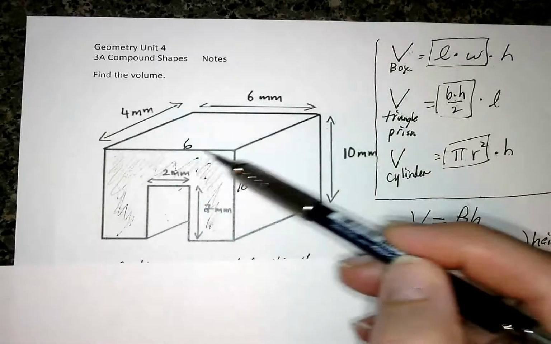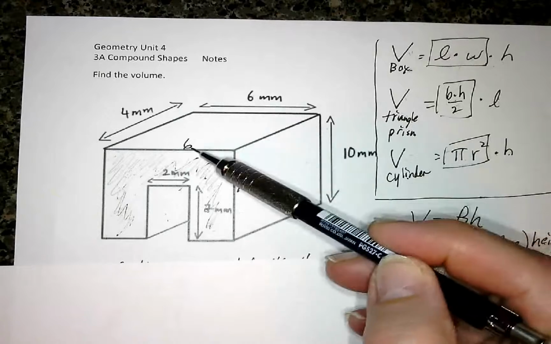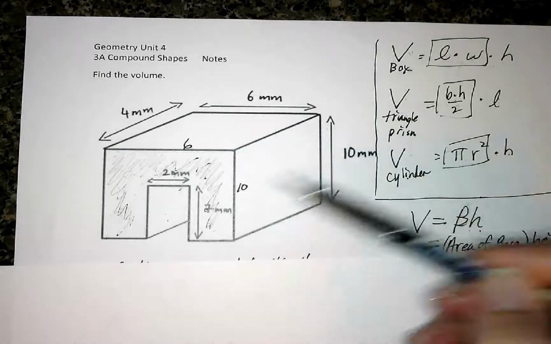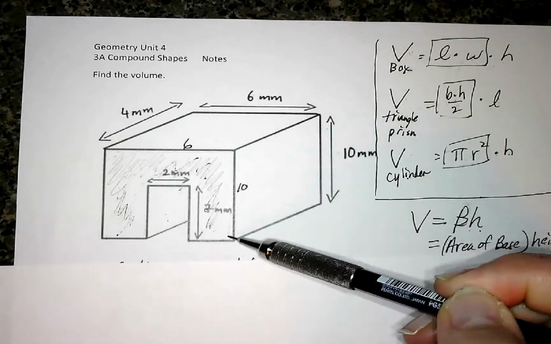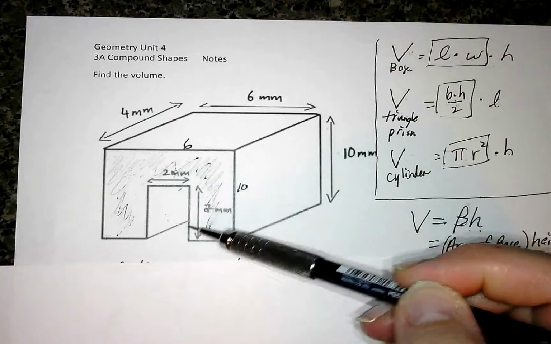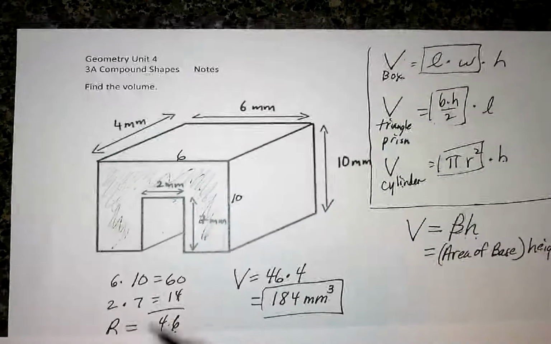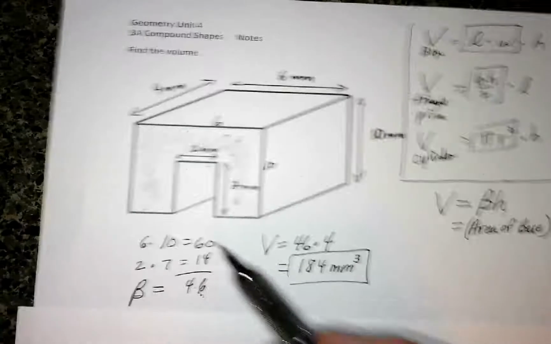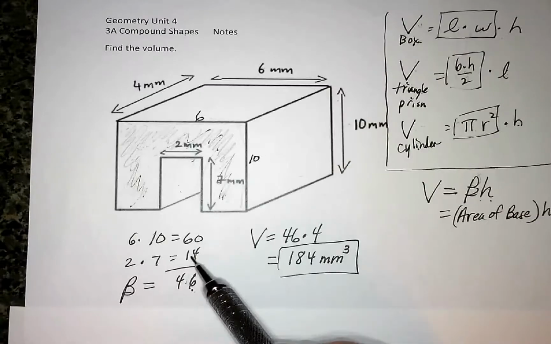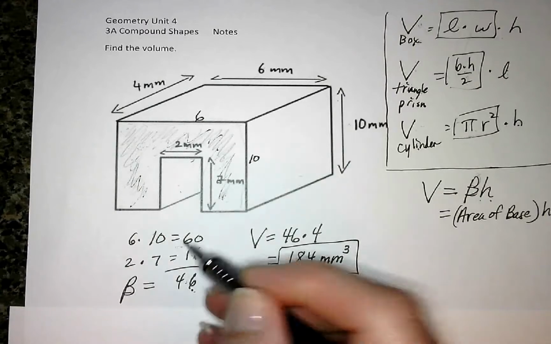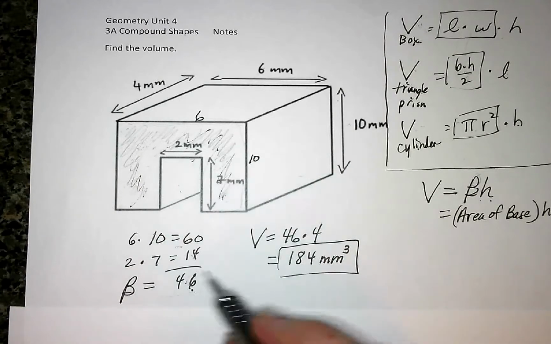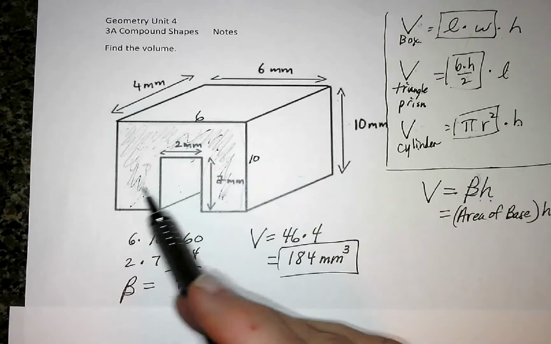So I've got a rectangle here that is 6, that's brought up from here. This side is 10, brought up from the back. So this rectangle is 6 times 10. The one I don't want is 2 times 7. When I do that, I get 60 for the whole thing, 14 for the little door that I don't want. So I'm going to subtract those two, and that leaves me 46 to be the area of this shaded piece.